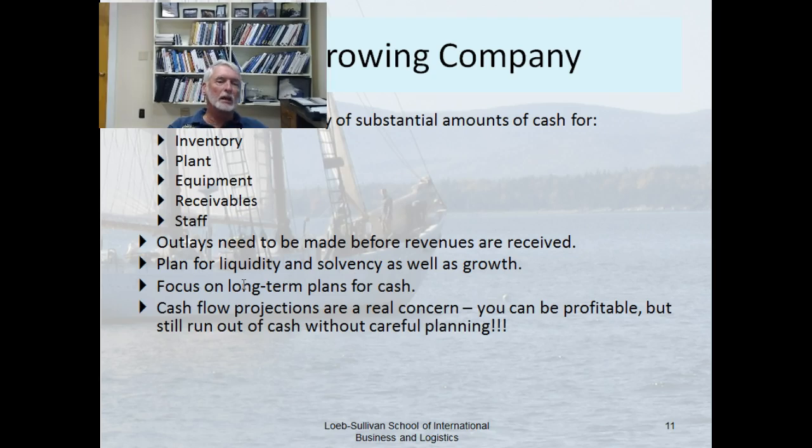We have to plan for liquidity and solvency as well as growth. And the mistake that a lot of young, fast-growing companies make is they don't plan for liquidity and solvency. They just are focused on growth. And unless you've got very patient investors and very patient lenders, that can be a real problem. Now, some companies do succeed at that. Two big ones, one currently and one in the not too distant past.